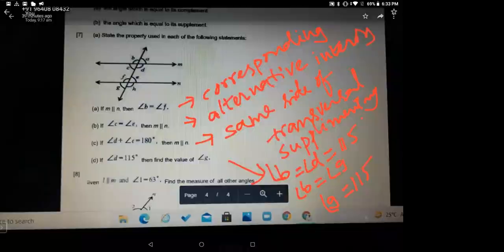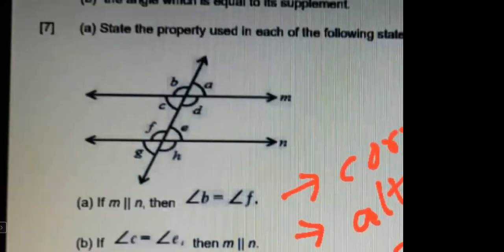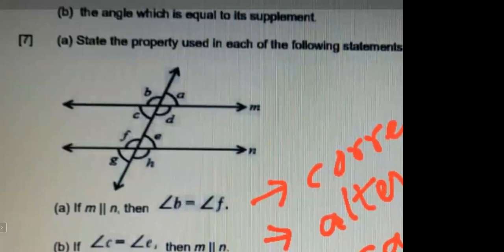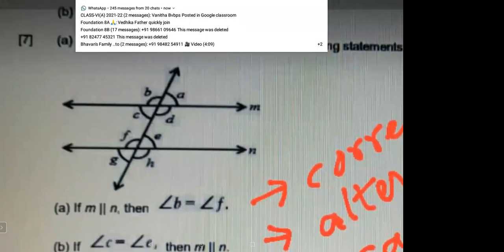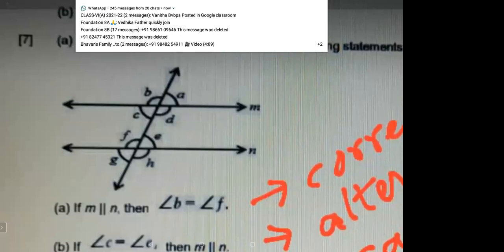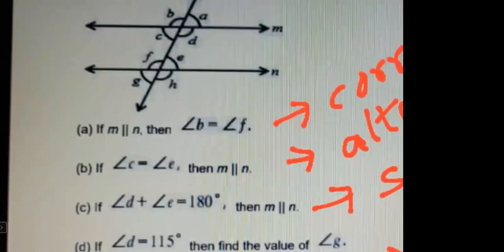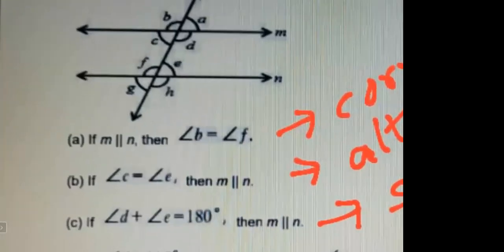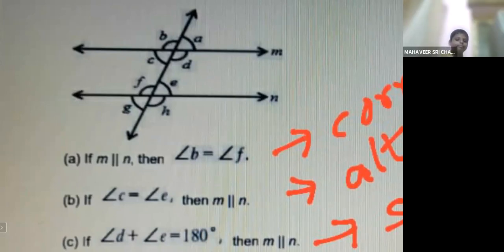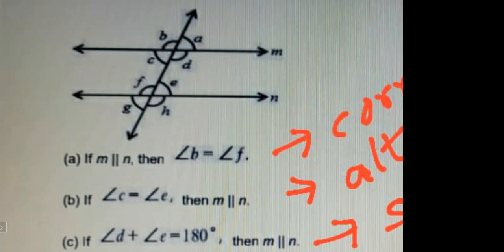Just see question number 7, children. What is the question given in 7? State the properties used in each of the following statements. First statement is given as m is parallel to n, and angle B and F are corresponding. Alternate interior B and angle F? Same corners. B and F are same corners.